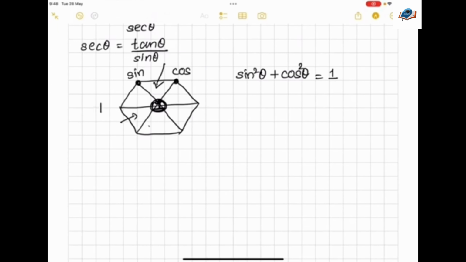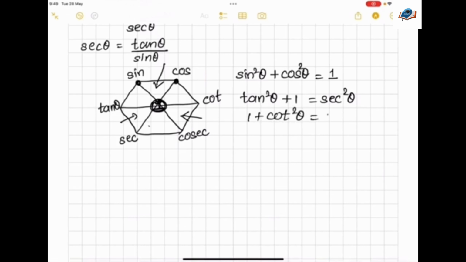Then second triangle if I take, that was tan theta and sec theta. So tan square theta plus 1 equal to sec square theta. The third part was cosec and cot. So if I take that triangle, 1 plus cot square theta equal to cosec square theta. All the three formulas I get from here. In an easy way I can remember them.